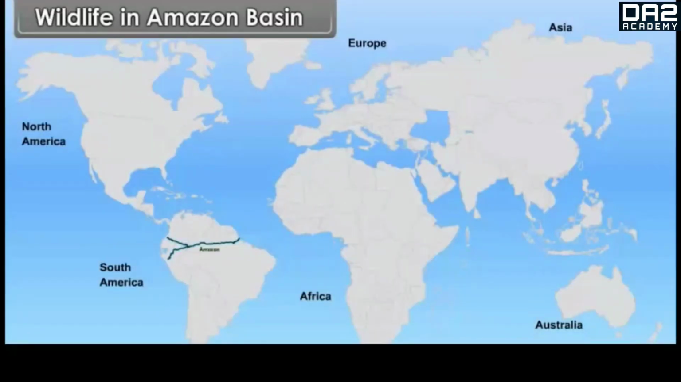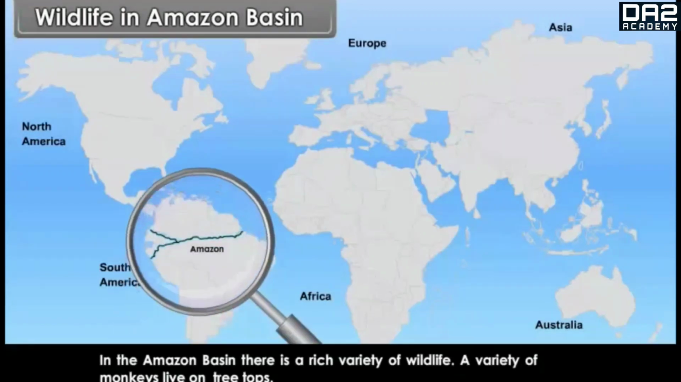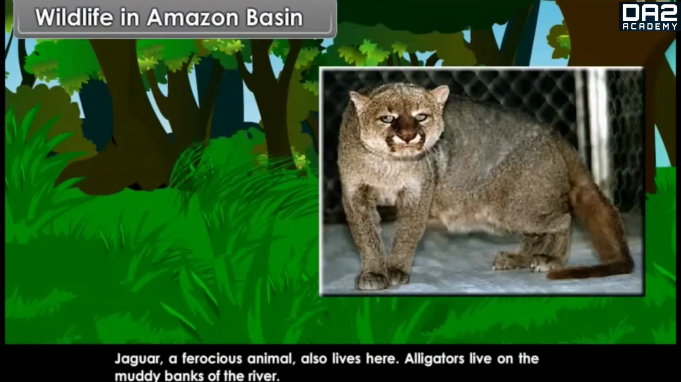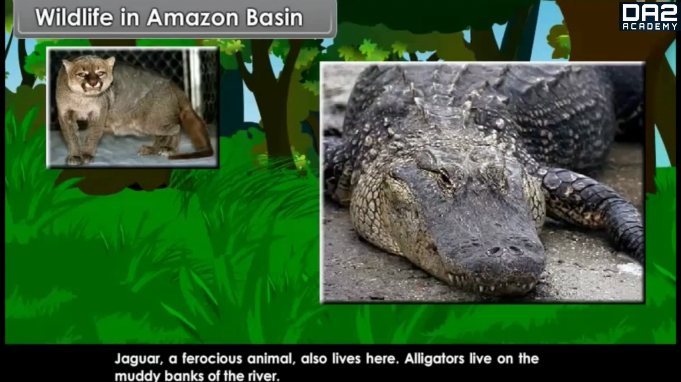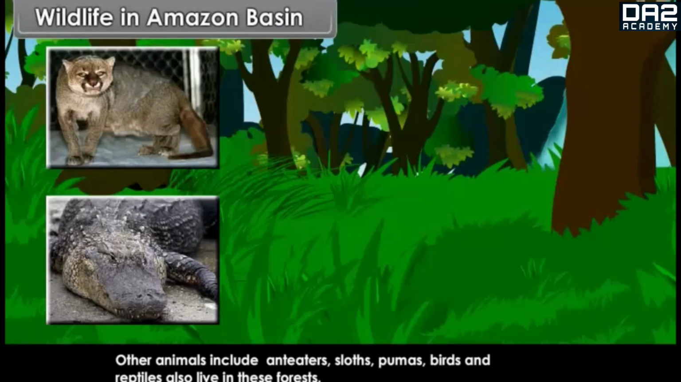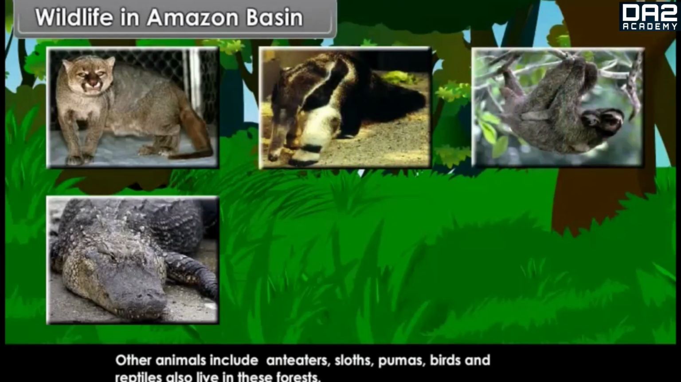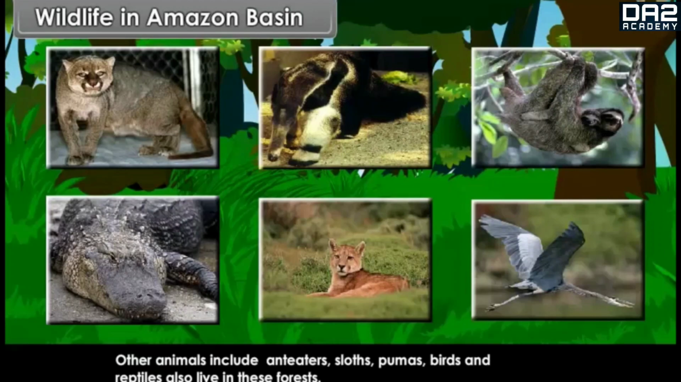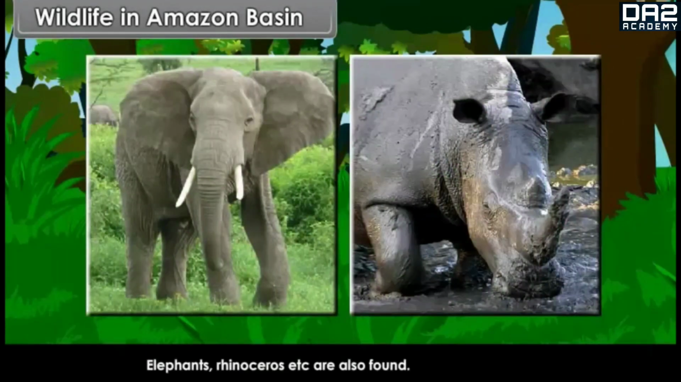Wildlife in Amazon basin. In the Amazon basin, there is a rich variety of wildlife. A variety of monkeys live on tree tops. Jaguar, a ferocious animal, also lives here. Alligators live on the muddy banks of the river. Other animals include anteaters, sloths, pumas, birds, and reptiles also live in these forests. Elephants, rhinoceros, etc. are also found.